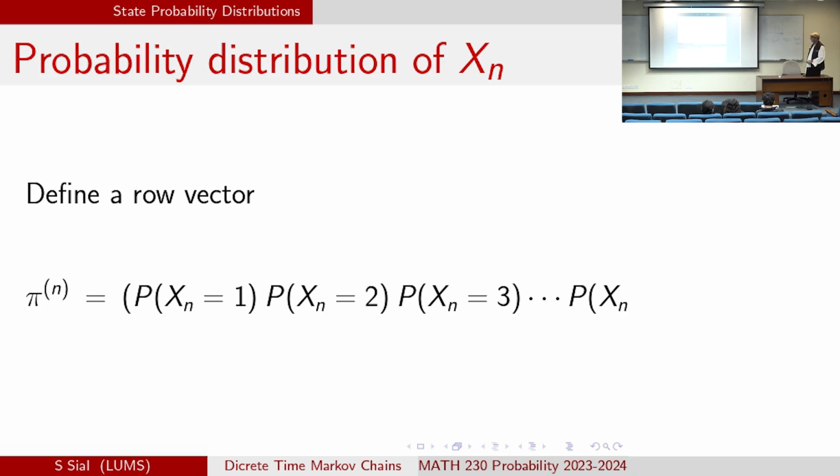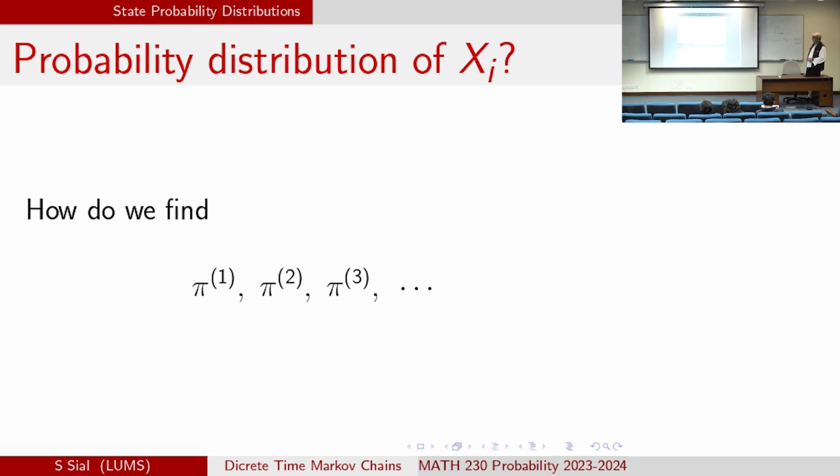If you know pi of 0, can you calculate pi of 1, pi of 2, pi of 3, and so on? So let's suppose that we know pi of 0, and let's see how we would work out pi of 1.